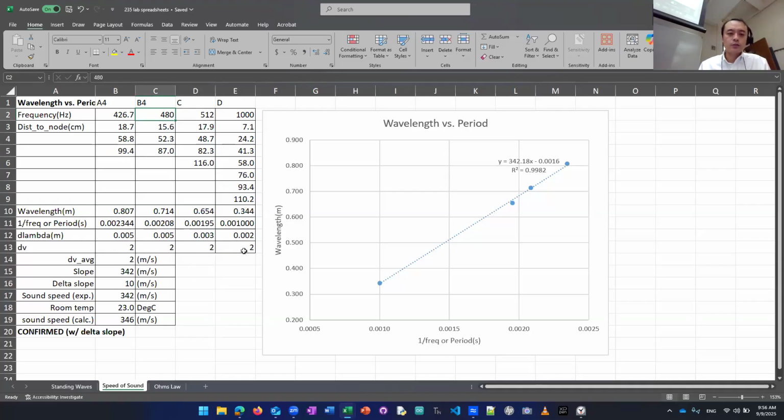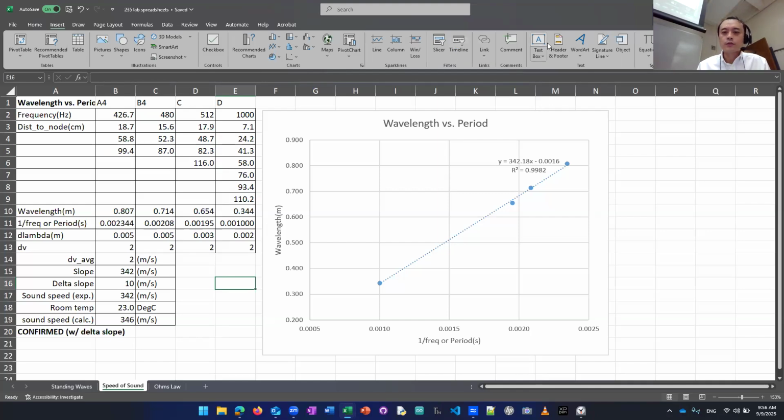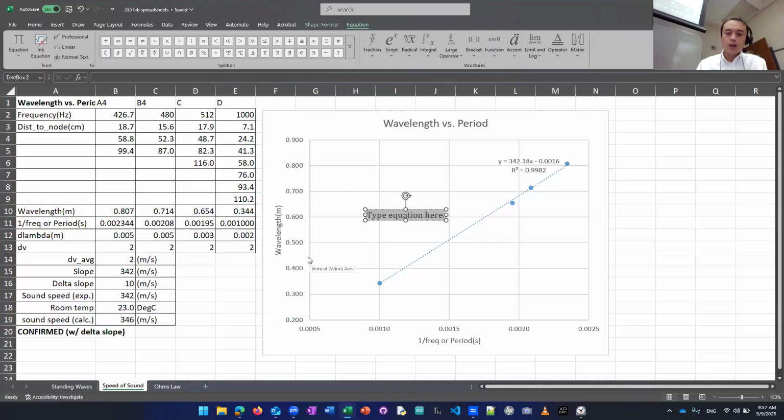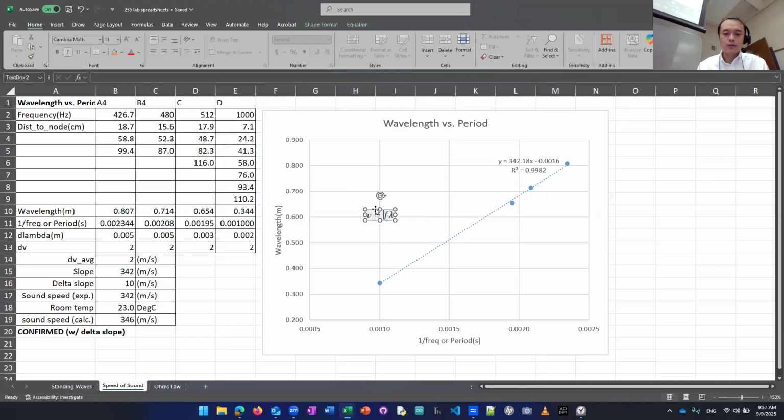Because let's do this. I'll insert some text box. I'll actually just insert an equation here. It's pretty small. Let's make it bigger. Okay, so we know this formula, right? Speed of any wave is frequency times wavelength. And the speed of sound in air is a fixed quantity. So any frequency will have the same speed.